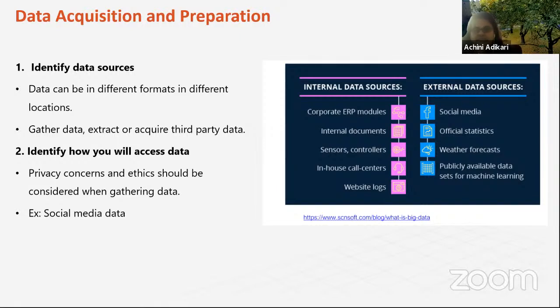One of the important things, as I mentioned, is privacy concerns and ethics, especially when you consider social media data or customers' data. We need to be mindful about the ethical aspect of it. We should not take any identifying information; it should be anonymous.